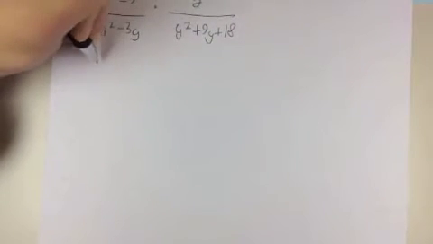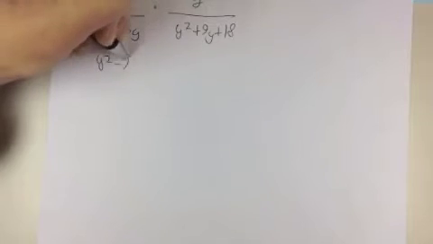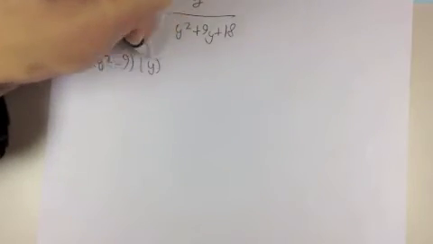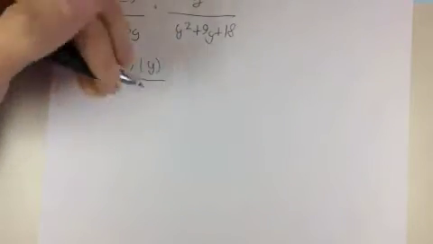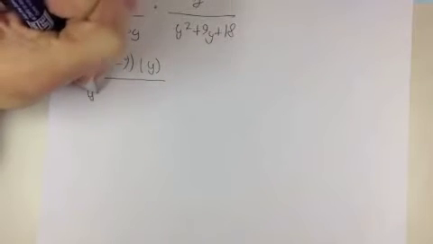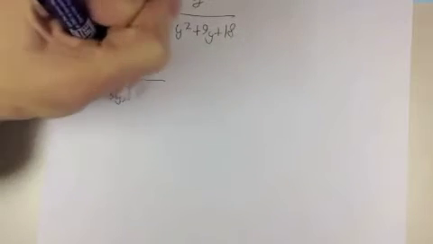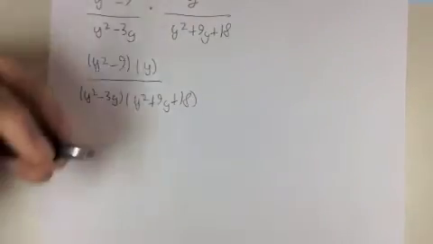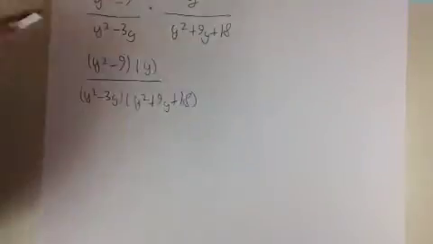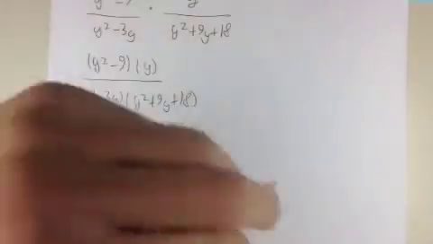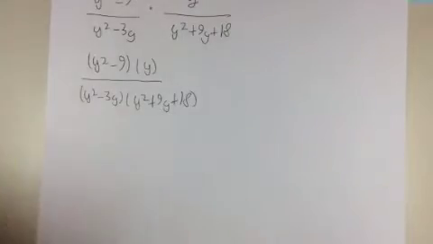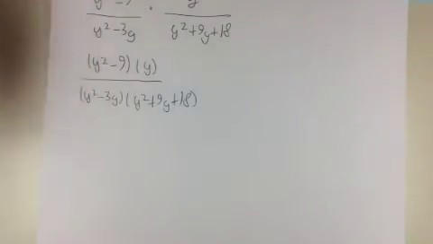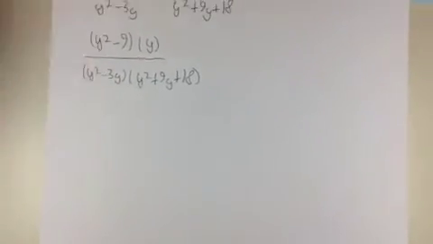So once we do that, we are going to get (y squared minus 9) times y over (y squared minus 3y) times (y squared plus 9y plus 18). And when you're doing this, make sure that you don't expand each of the multiplications, because that's going to make it more difficult to factor, which is what we're going to do next.